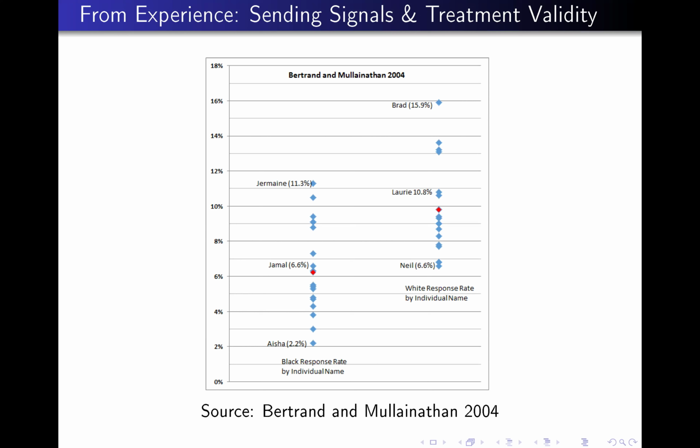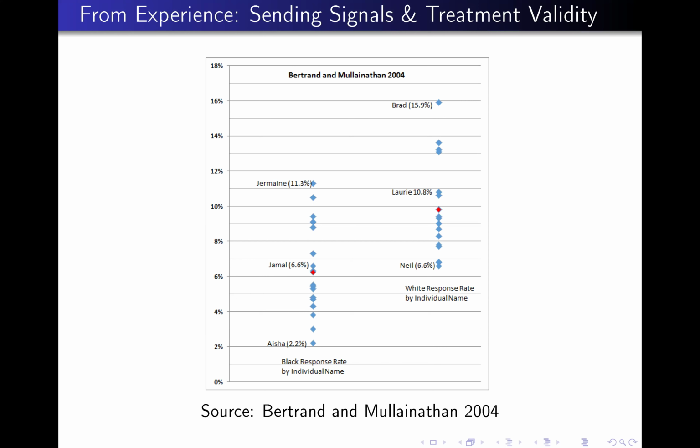But what I see when I take the results by each name they used is that roughly half the names overlap completely. If they had, for instance, not used Brad, which is way up there at 15.9%, their results would be lower for whites. Or if they hadn't used Aisha, their results for Blacks would go up a little bit. And you can see that names like Jamal and Neil perform equally well. Jermaine outperforms Laurie. So names matter a lot, and we haven't paid enough attention to this.